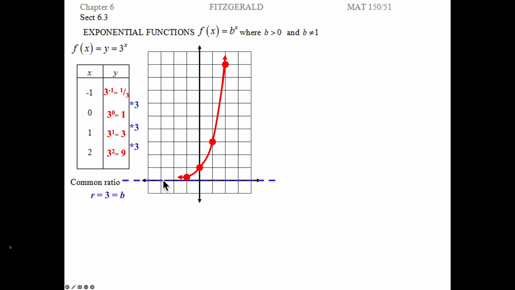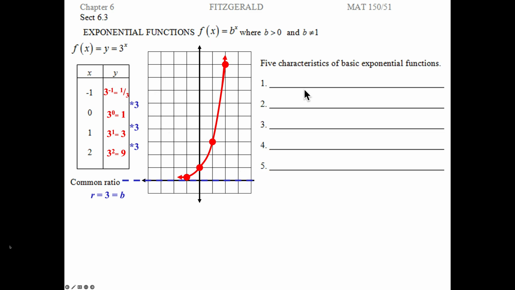So now my graph is starting to create characteristics. So 5 characteristics of a basic exponential function. Please asterisk this. This will be on the test. I will ask you this question. You will have to memorize this. Number 1, well, those are your base restrictions. You gotta have those. Number 2, we noticed we had a horizontal asymptote at y equals 0.